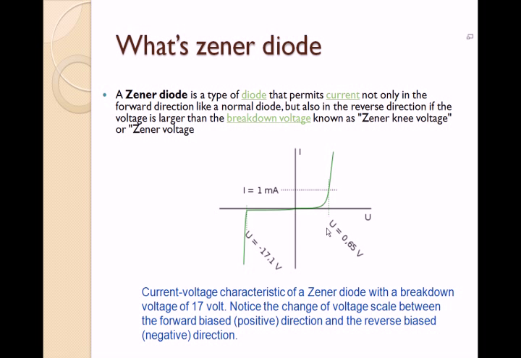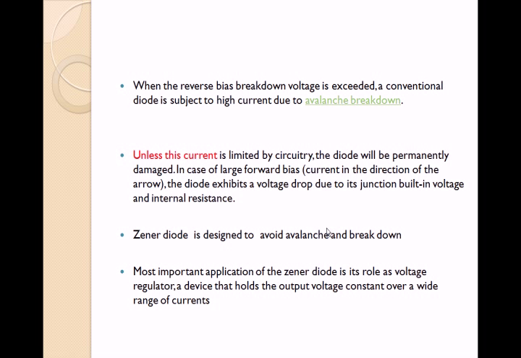Now, it's all like a typical diode, but the difference is that the typical diode has a breakdown voltage. The Zener diode is a type of diode that permits current not only in the forward bias like a normal diode, but also in the reverse bias. So it has a very large breakdown voltage, or the Zener voltage. The main advantage is that it can be used for power applications.